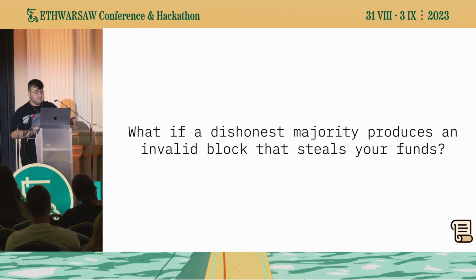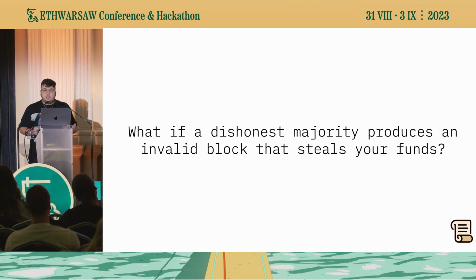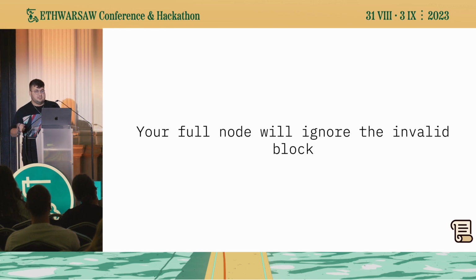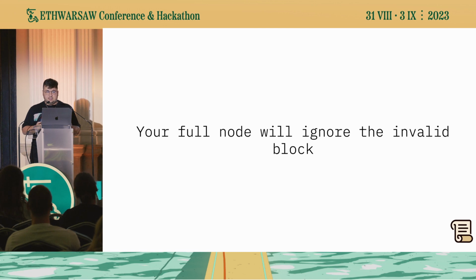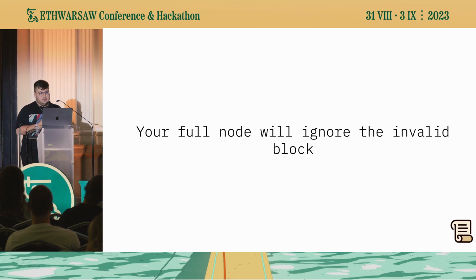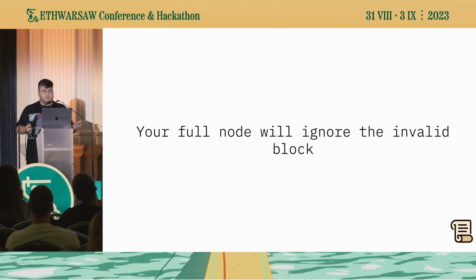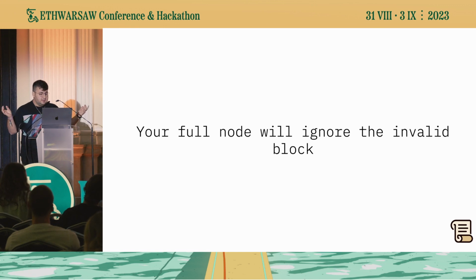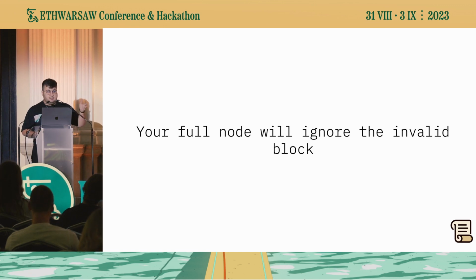But you might rightfully ask, what if a dishonest majority produces an invalid block that steals your funds? What happens then? Well, in that case, your full node will just reject that block and it will fork. Yes, it will result in a fork, but at least you know that you will never accept an invalid block. And that's what a lot of people misunderstand: while you need an honest majority assumption for the protocol to function as intended, if that honest majority assumption fails for some reason and there's a dishonest majority that can propose an invalid block, it doesn't really affect your full node, because it'll just reject every invalid block that is proposed and just continue as if that block was never produced in the first place.